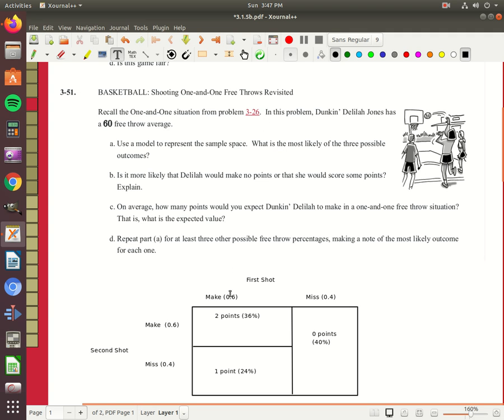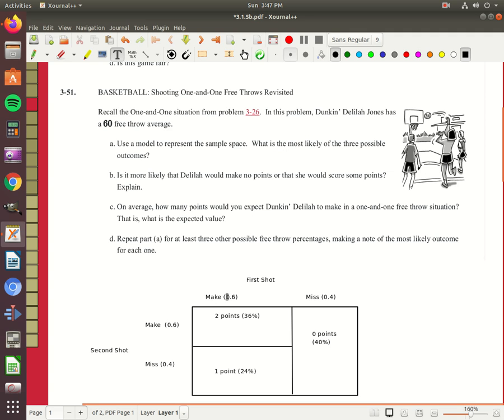So remember, if you make the first shot, you shoot again. If you miss the first shot, then you don't shoot again. So it says use a model to represent the sample space. You can see I already got a head start and I made this, so I'm already done with that. It says what's the most likely of the 3 possible outcomes?